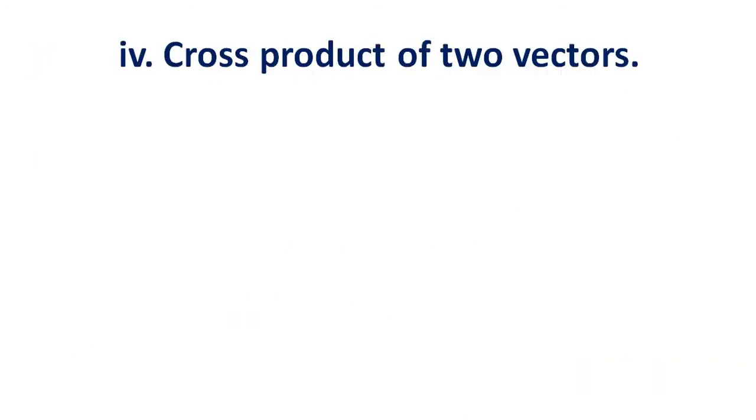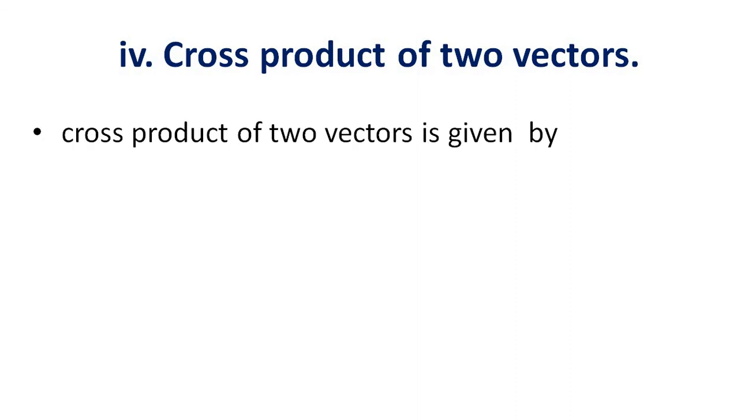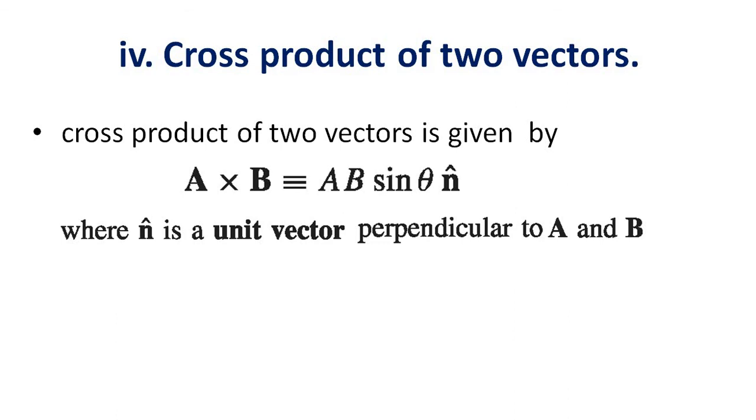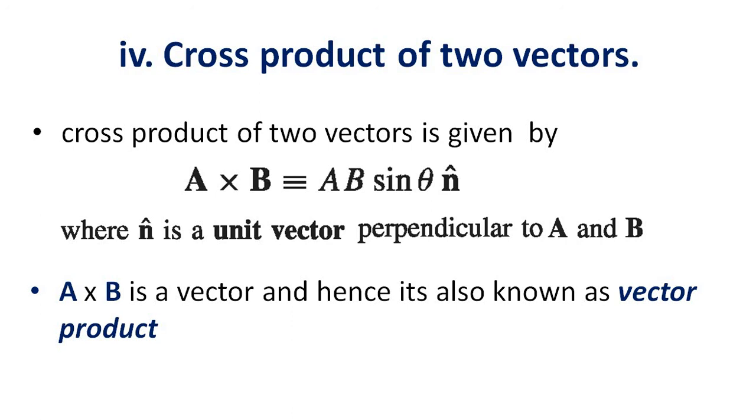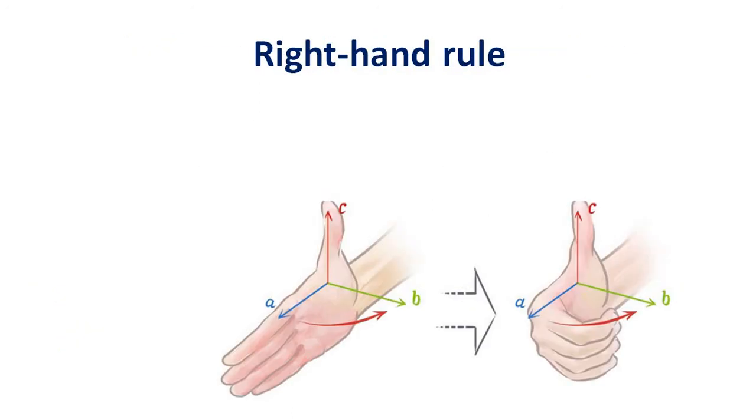Cross product of two vectors. Cross product of two vectors A cross B is defined as AB sin theta n cap, where n cap is the unit vector perpendicular to A and B. The result of A cross B is also a vector, and hence cross product is also known as vector product. The direction of the cross product A cross B can be found by different methods like right hand screw rule, right hand rule, etc.